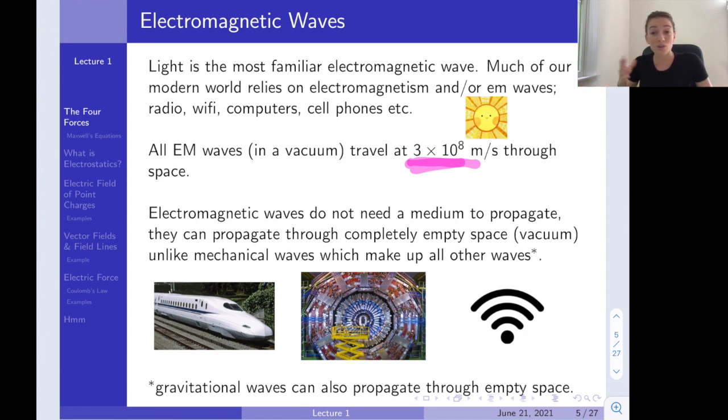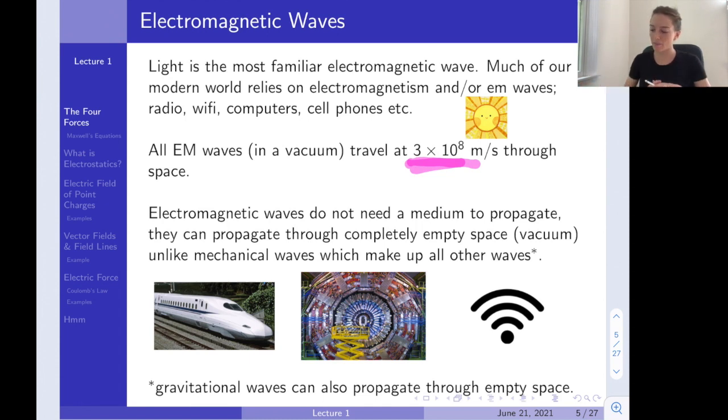So if you're ever doing a problem in physics, it's always a good idea to have sanity checks on your work. If you ever find yourself calculating a velocity that's faster than this, you've done something wrong. Nothing can ever travel faster than 3 times 10 to the 8 meters per second.